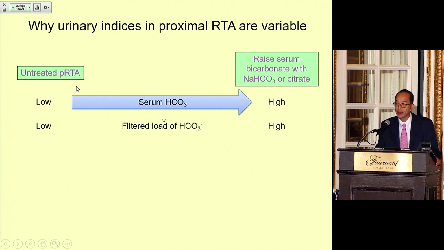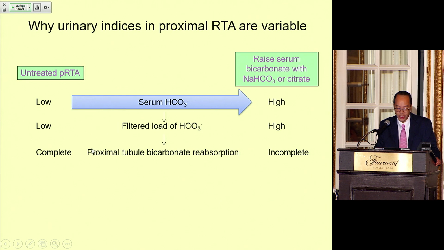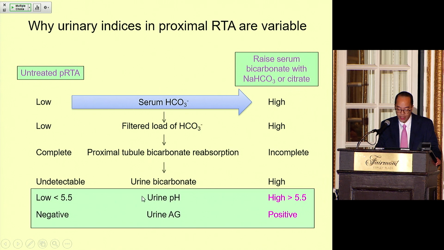Okay, so on the left here would be what you might think an untreated proximal RTA is. The bicarb perhaps is down at 17 or 18. They don't have much bicarb in the filtrate, again, about 17 or 18. And it's possible that that's all completely reabsorbed in the proximal tubule, and therefore urine bicarbonate, if you were to measure it, would be undetectable. Urine pH, if you were to measure it, would be appropriately low, and the urine anion gap would be negative. So this patient would be compensated, albeit sitting at a low bicarb.